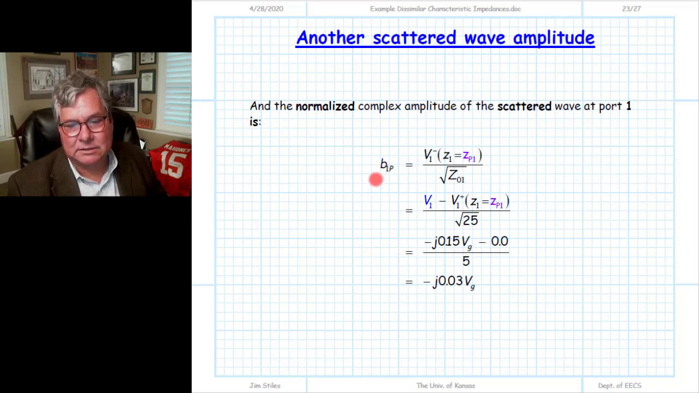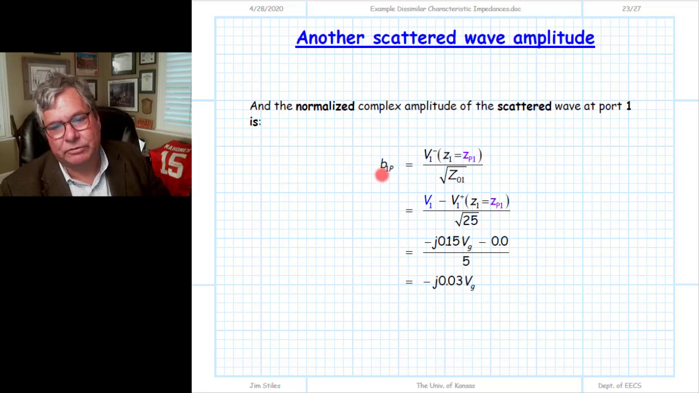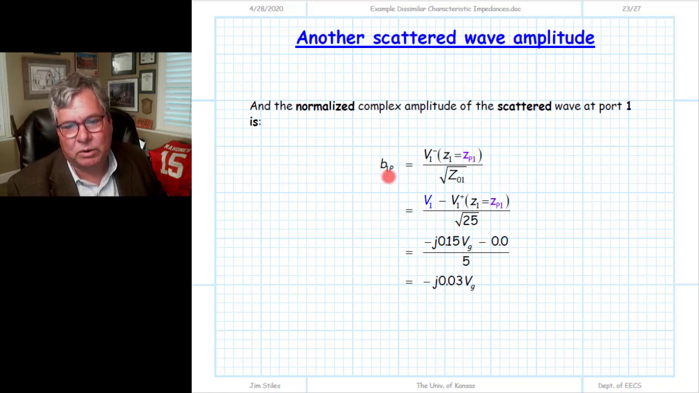Now, B1, the normalized scattered wave amplitude at port 1: take the V minus at that port, which again is the difference in the total voltage and the incident voltage. The total voltage we just got through calculating. The incident voltage is 0 now on port 1 because that's terminated in a matched load. And then we divide by the square root of 25. Be careful here. 25 is the characteristic impedance of the transmission line connected to port 1. Again, students oftentimes will put the wrong value in here. Make sure that you put the right value in. Do a little math, and this becomes your normalized scattered wave amplitude at port 1.